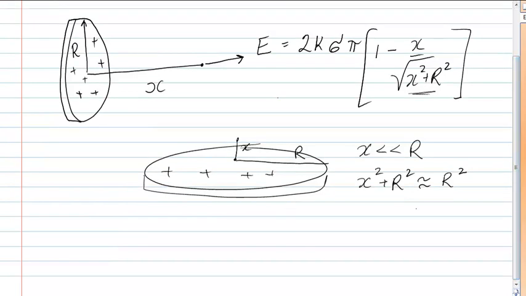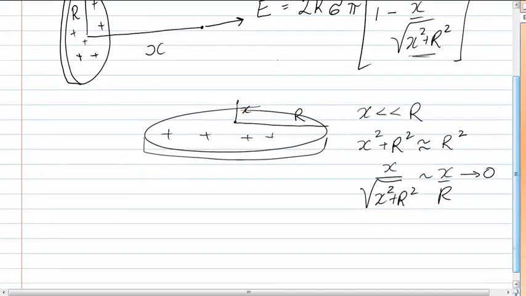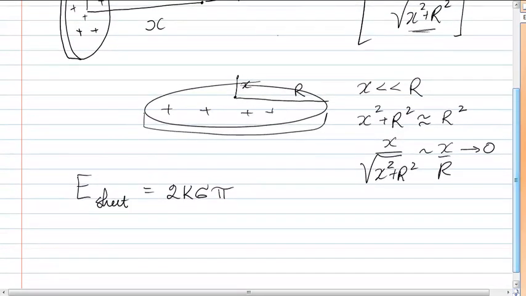And then x divided by the root of x squared plus r squared is essentially the same as x over r, and if x is much less than r, this essentially goes to 0. And so the electric field due to an infinite sheet becomes just the term out front, 2k sigma pi, where sigma is the charge density of the sheet. It wouldn't have any dimensions. You wouldn't use q over pi r squared like you would for the disk because it's an infinite sheet. It's simply the charge per unit area on the entire sheet.